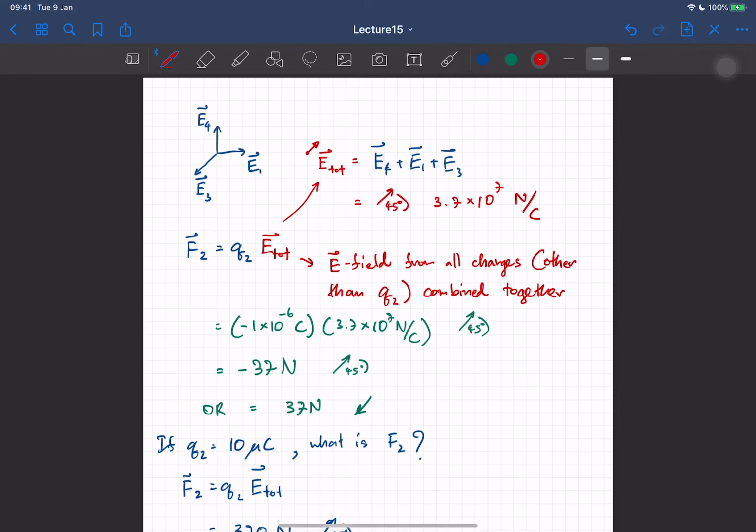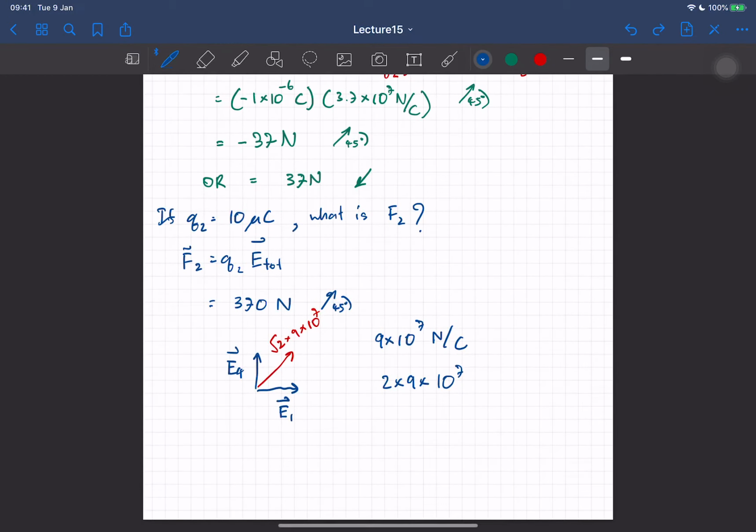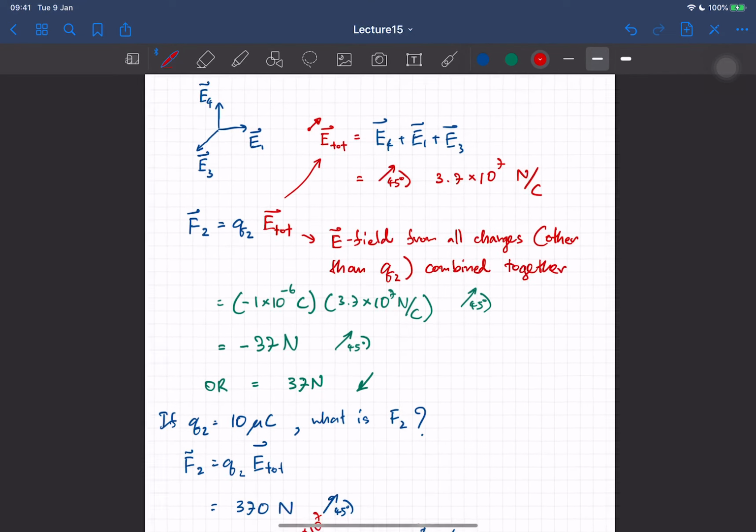But we are not done yet because we still need to add E3. But E3 is pointing down like this. So how do you add E3 to this one, the red one? Well, you also cannot just add 9 times 10 to the 7, right? Because they point in the opposite direction. So in the end, when you add E3 together, the resulting vector is just going to be this one, which is shorter, pointing in a northeast direction. And that's how I got this number.